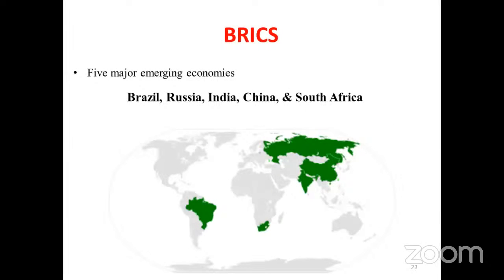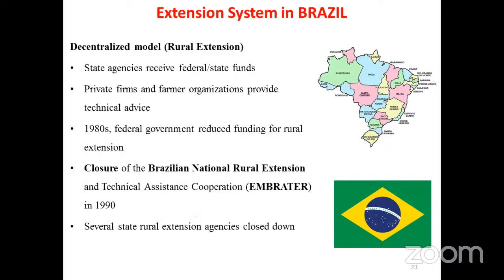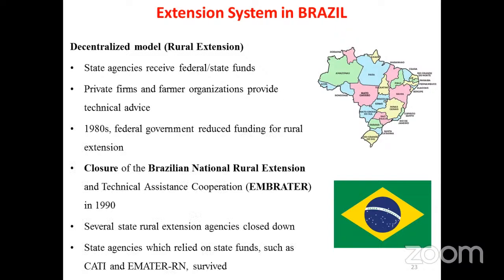Then moving on to the BRICS countries, which include Brazil, Russia, India, China, and South Africa. First, let's have a look at Brazil. Again, it's a huge country, even bigger than India, and it has a coastline also. They have their own issues. They had a decentralized model for rural extension, where state and federal funds were provided. Then farmers' organizations were also there.